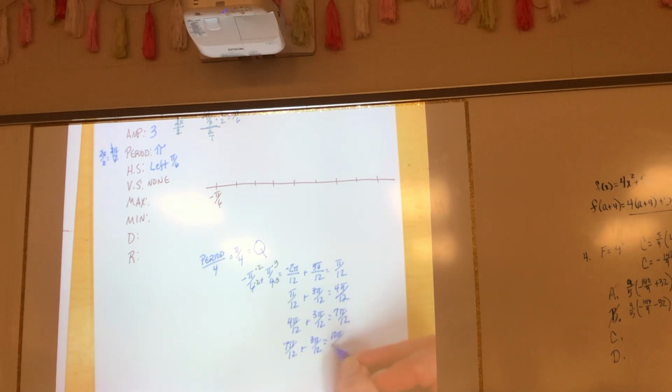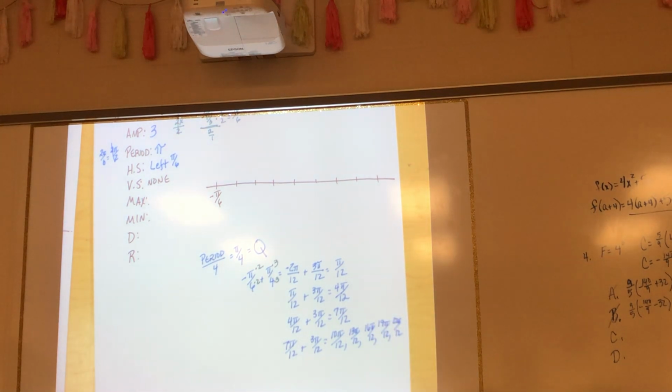Wait a second. By the time you get here, you ought to be able to see that pattern. Did you see it? I found it. Okay? You went from 1 over 12 to 4 over 12 to 7 over 12 to 10 over 12. What's the next one? 13 pi over 12. What's the next one? 16 pi over 12. 19 pi over 12. And 22 pi over 12.